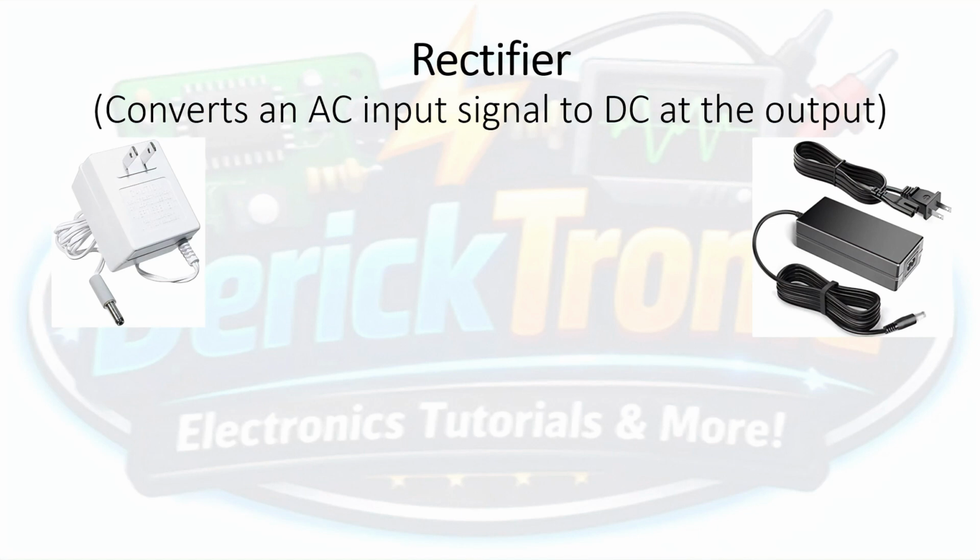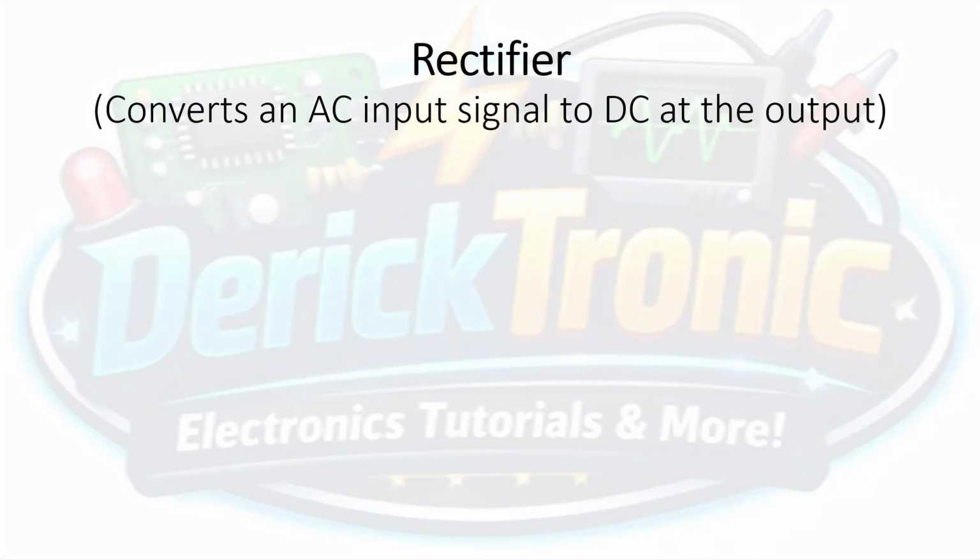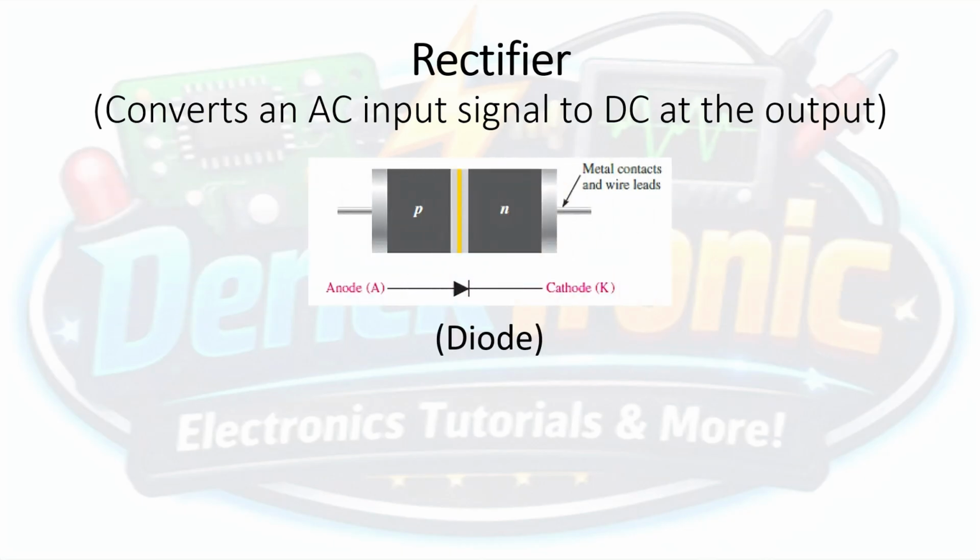Now, before we go into the actual construction of a full-wave rectifier, let us have some theoretical background about it first. Rectifiers contain an active component known as a diode. These components, when connected properly to a power supply, will allow current to pass through in one direction only.